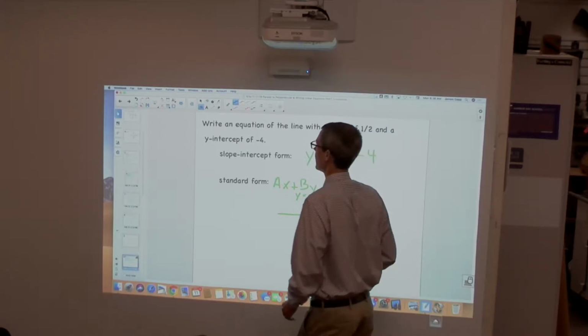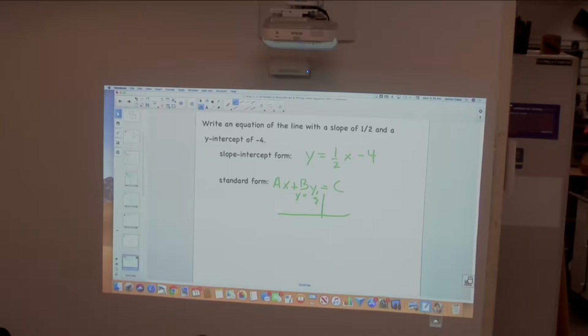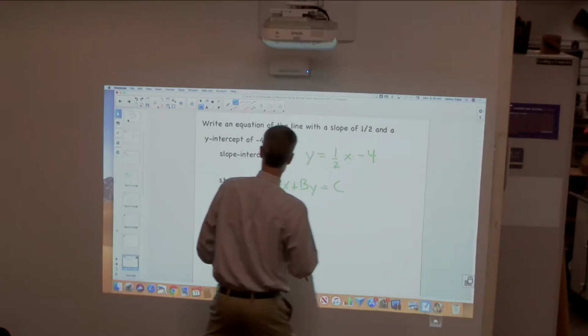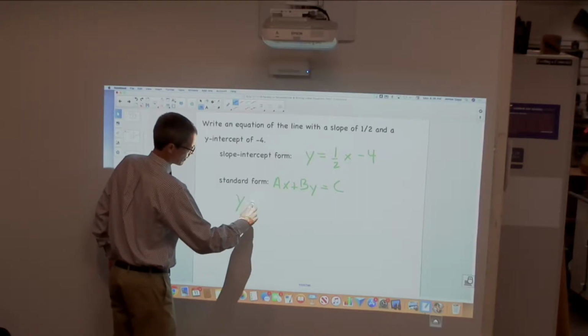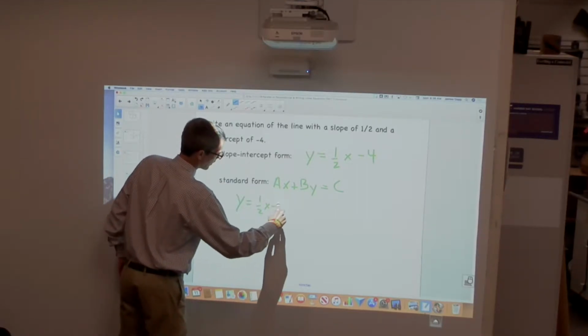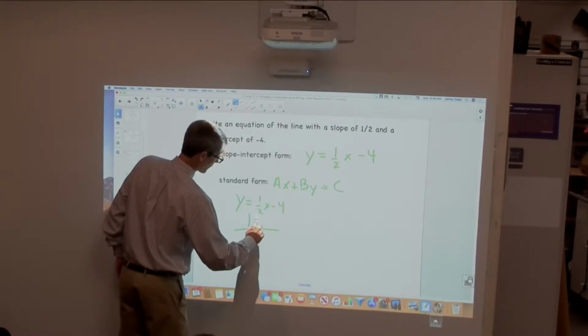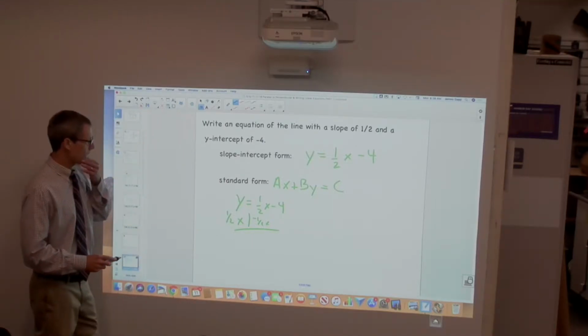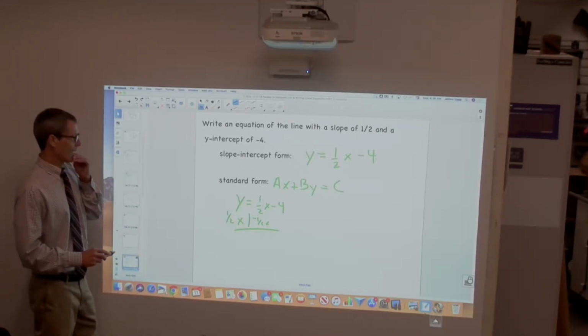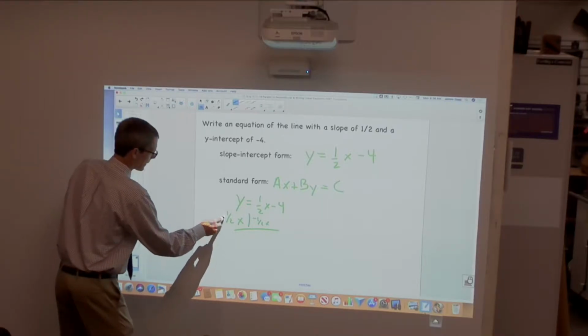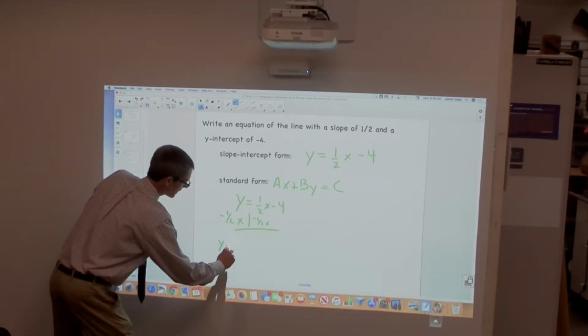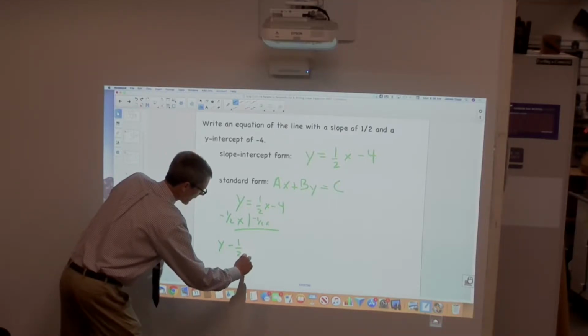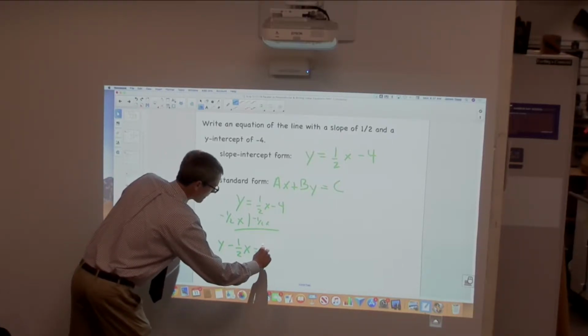Oops. Didn't do that too well, did I? Let me do that again. Sorry. Okay. So y equals 1/2 x minus 4. And you said I need to subtract 1/2 x from both sides. In order to do that, I can't combine the y's and the x's. And I'm subtracting, so I'll end up with y minus 1/2 x equals -4.